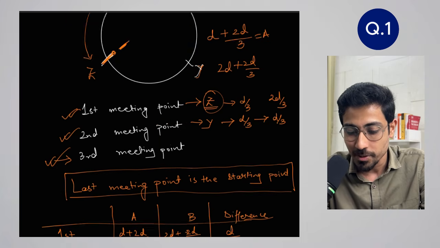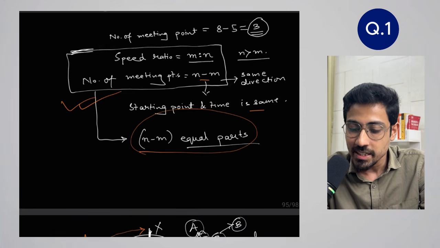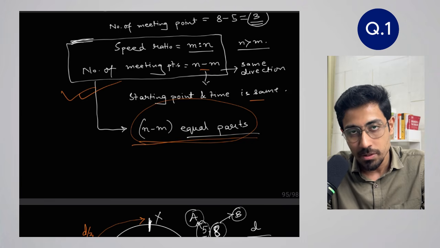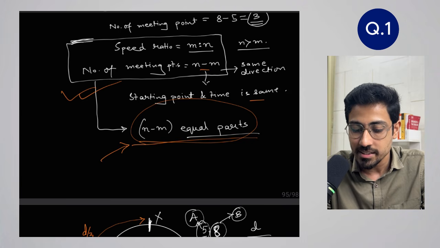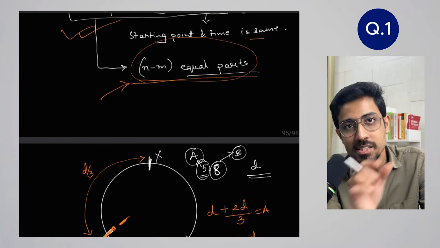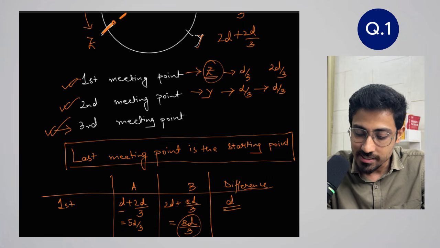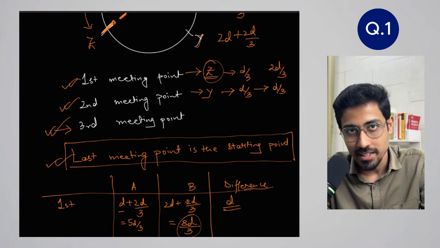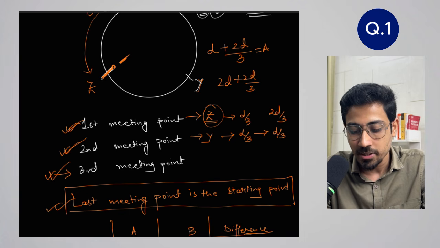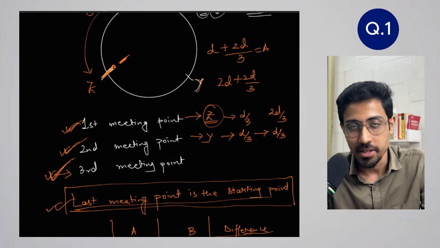Till now, just a quick revision of what we have covered so far. The important concepts were, first of all, in how many points do they meet. Second, they divide the track into equal parts: I'm dividing this into n minus m equal parts, and whatever the number of meeting points, all of them are equidistant from each other. The third important part is that the last meeting point is always the starting point. I understood the first meeting point, the second meeting point, the third meeting point, and always the last meeting point will be my starting point. That is an important concept.